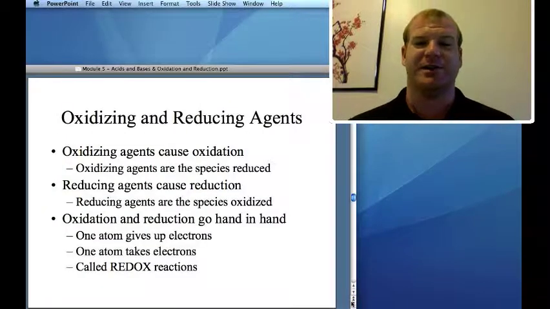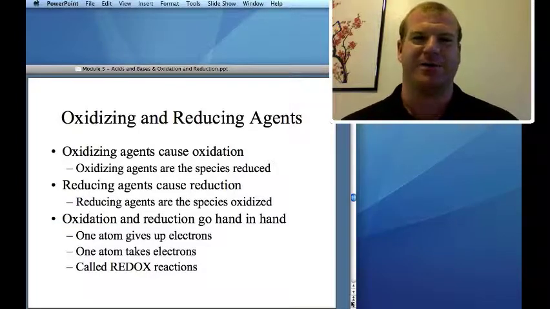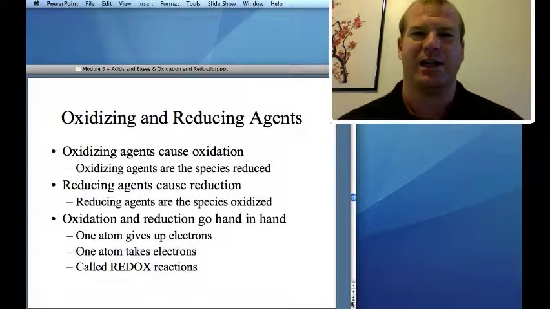Okay, so oxidizing and reducing agents. I was just watching James Bond, actually, before I filmed this. I was watching Never Say Never Again, and James Bond is the agent of death, right? But James Bond never dies, right? He's Ian Fleming's character. He never dies. So oxidizing agents cause oxidation, but they themselves are reduced. Just like James Bond does the killing, but he's never killed.